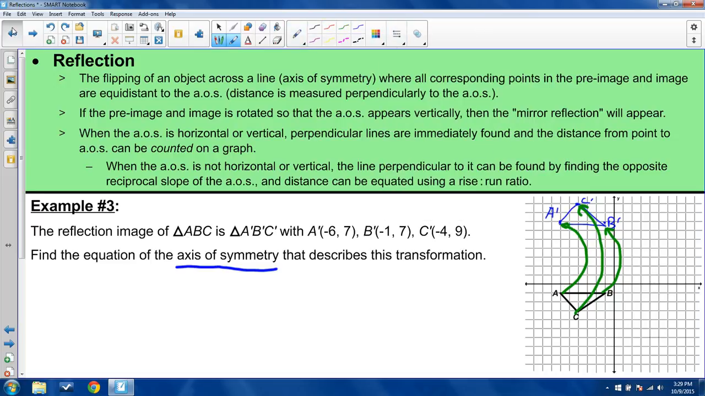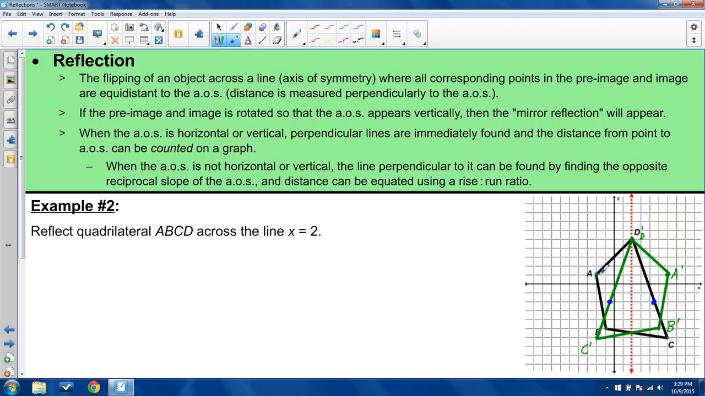If you think about the previous example here, when I counted from A to A prime, I said, how far away am I to my axis of symmetry from A? Okay, cool. The image for A prime will be the exact same distance away. But from A to A prime, that whole distance is twice as long as the distance just from A to the axis of symmetry, or A prime to the axis of symmetry.